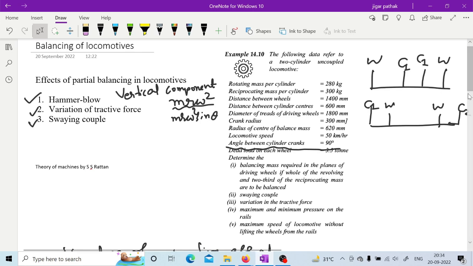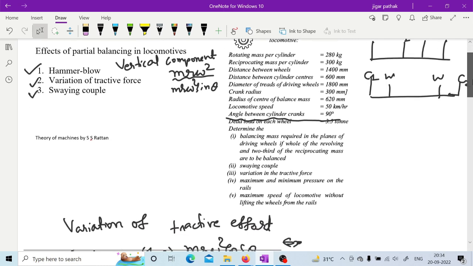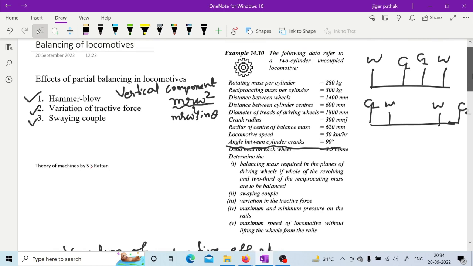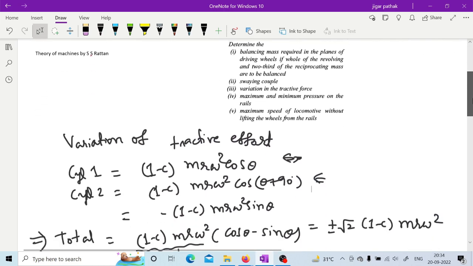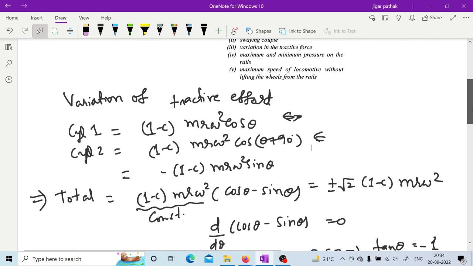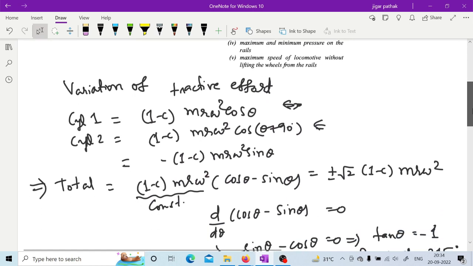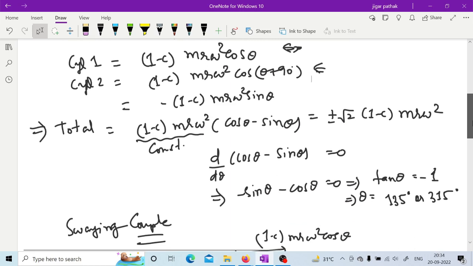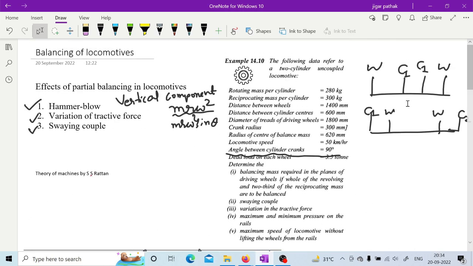Sir, in swaying couple, will the tractive force be zero? In swaying couple, tractive force is zero. What do you mean? I mean, if there are two engines, then are they cancelling the vertical component? Actually they are in different planes, I guess. Here there are different planes for the cylinders, right, as I have mentioned here.